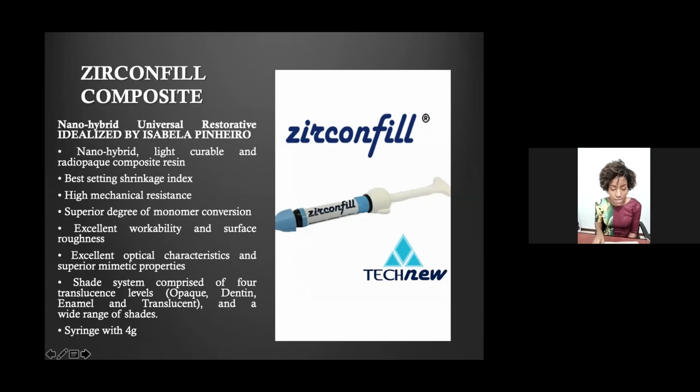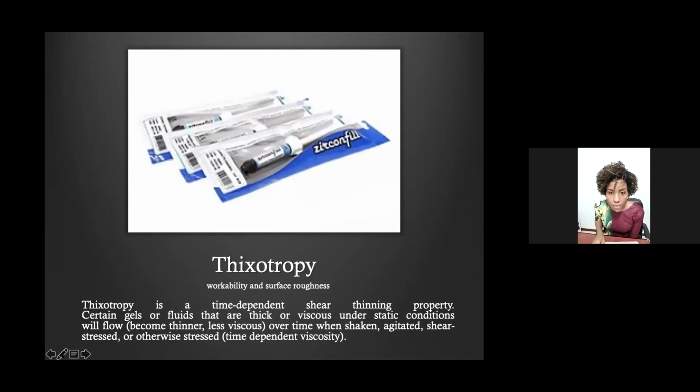And it has a syringe with 4 grams. This thixotropy, this word is a little bit difficult, but I'm showing this because thixotropy is a characteristic that this Zircon resin has that gives it good workability. What kind of workability am I talking about? I'm talking about the time that we have to manage or to arrange the resin on the patient's teeth.